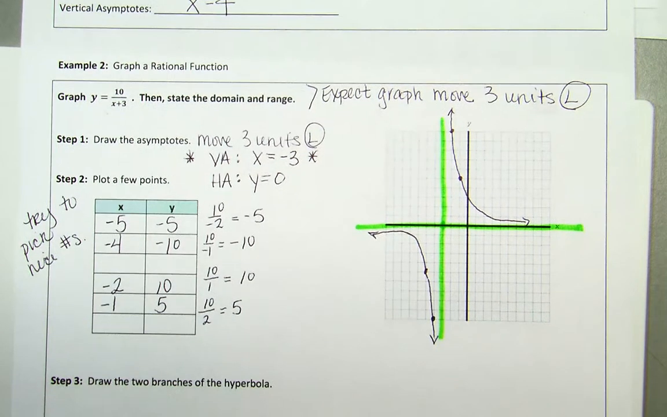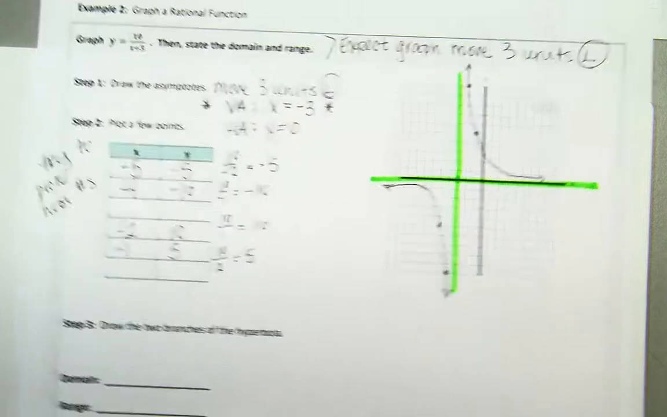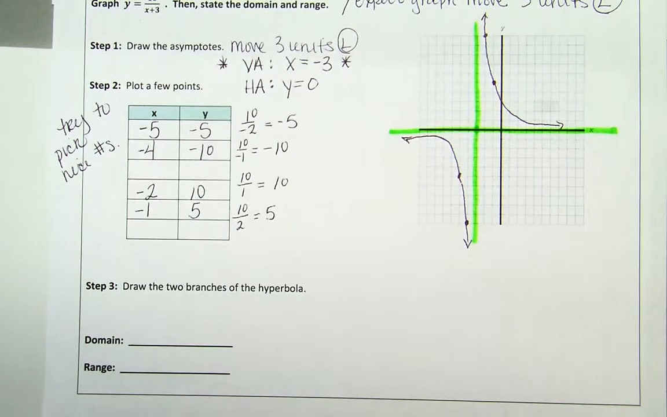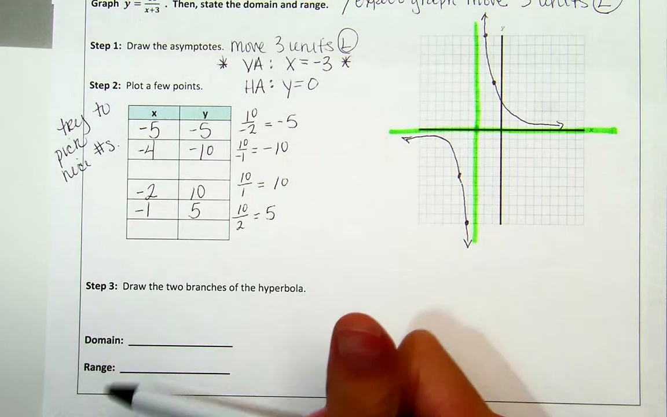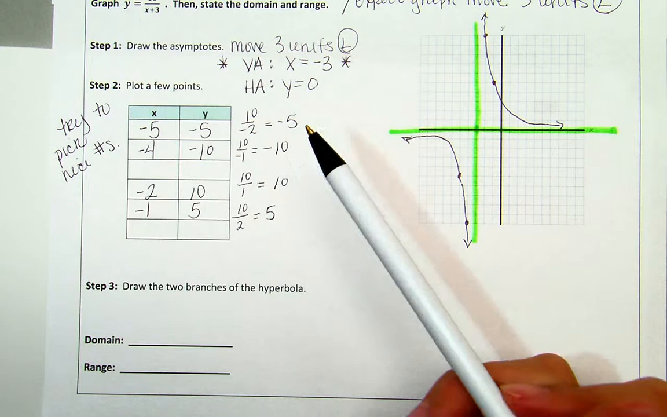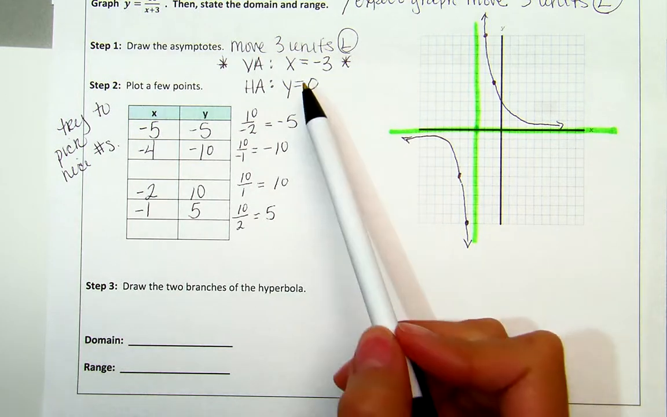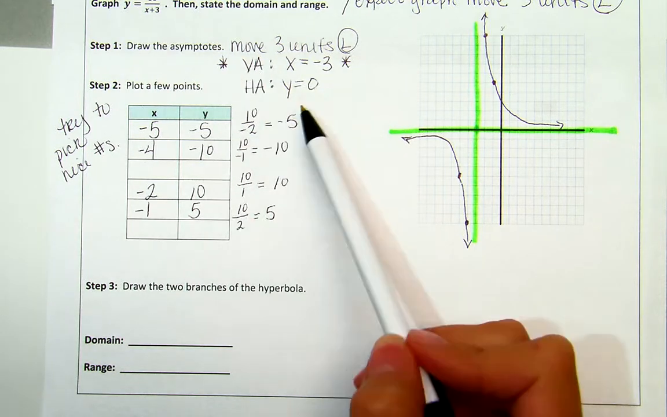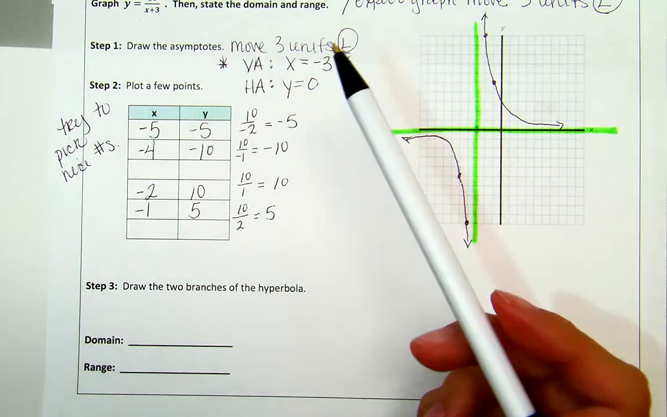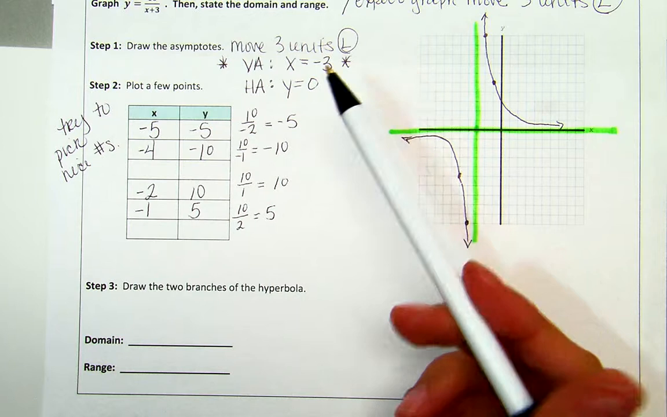So step 3, we want to draw the branches of the hyperbola, which we just did, and now we want to talk about the domain and range. So your domain and range, like I said in example 1, is going to have some type of relationship that coordinates with what step 1 is, what your asymptotes are. So your domain and range have some type of relationship with your vertical and horizontal asymptotes.